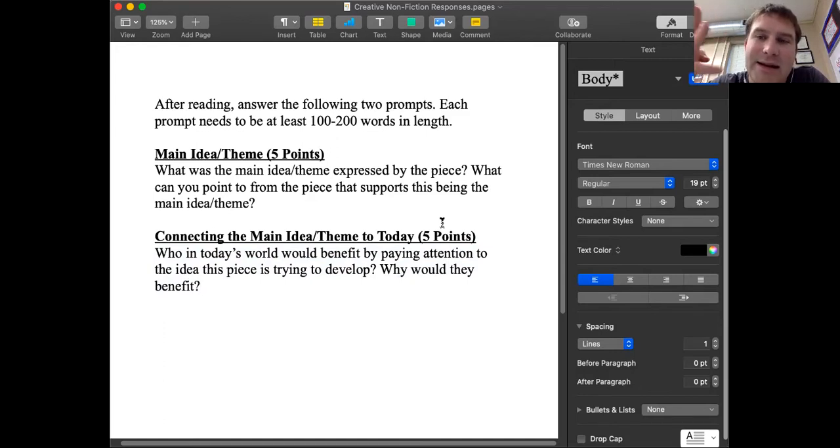And then you need to connect that idea to today's world and explain why today's world would benefit from interacting with that idea. So here are the 3 pieces that I'm wanting you to interact with. So if I was to order these personally, I'd say that the best piece is going to be the third piece, Graduation by Maya Angelou.